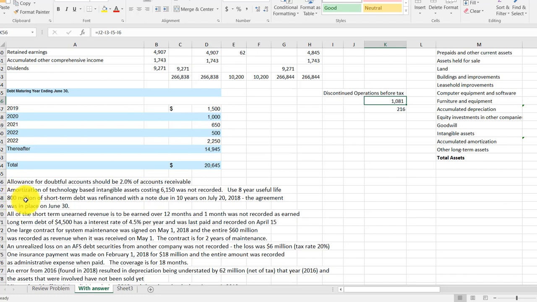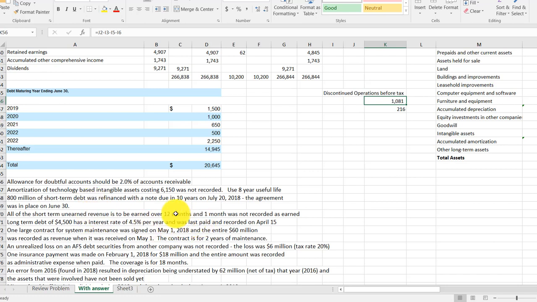800 million short-term debt has been refinanced, but we have an agreement in place at the year end. Even though it doesn't actually happen until after year end, as long as it's in place, we can treat this short-term debt that's technically short-term as long-term according to GAAP. So we're going to move that 800 from short-term to long-term debt, debit the short-term debt and credit long-term debt.